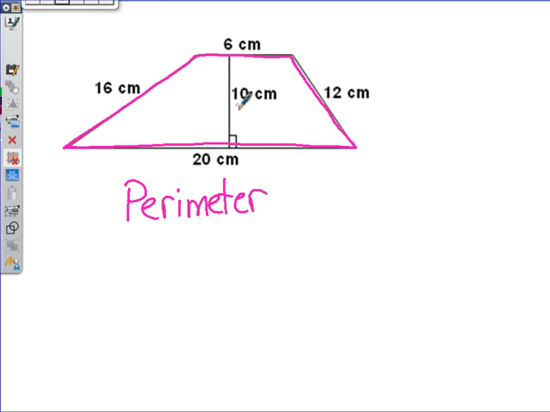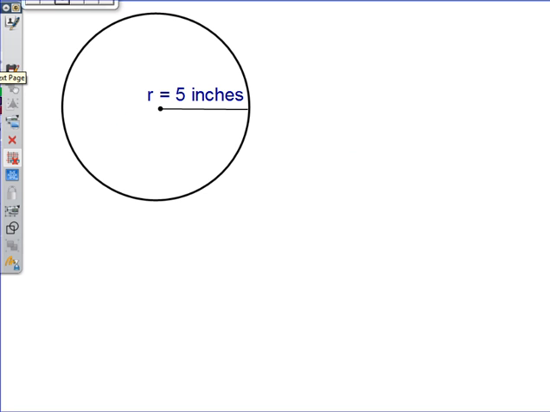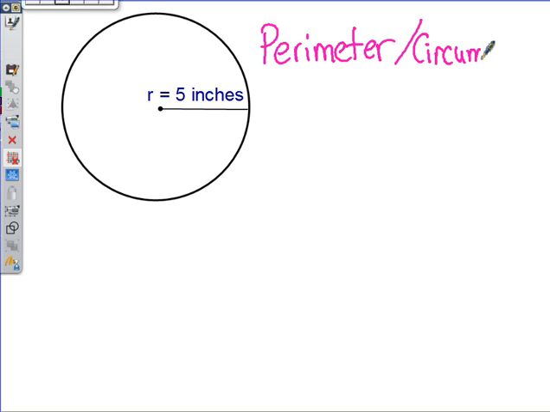All right, now we're going to move on to the last figure that we're going to be finding perimeter. Since it's a circle, it has a special name for perimeter, which is circumference. So it's what we normally call it with the circles, circumference. But the definition is the same. It's still the distance around the outside of this figure, so we're looking for this distance.